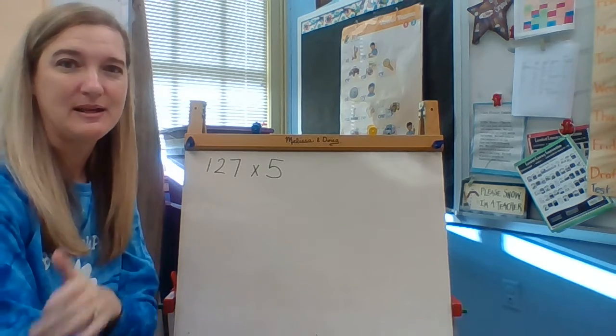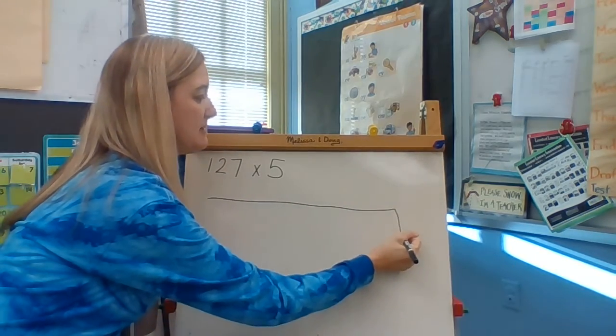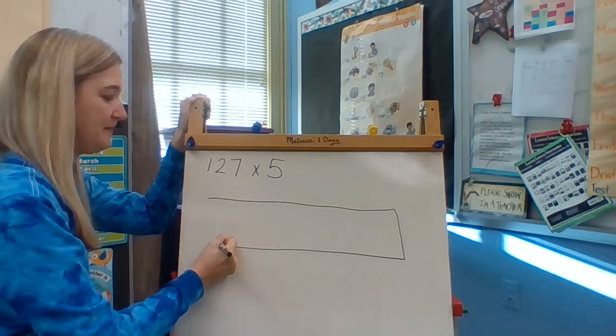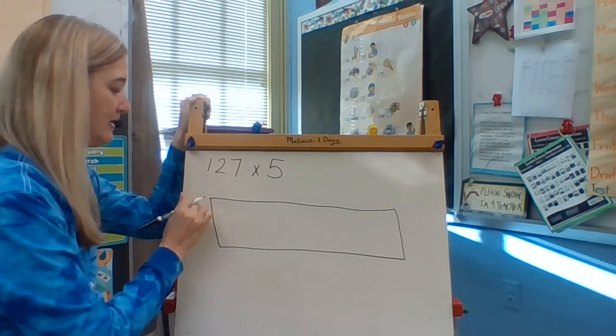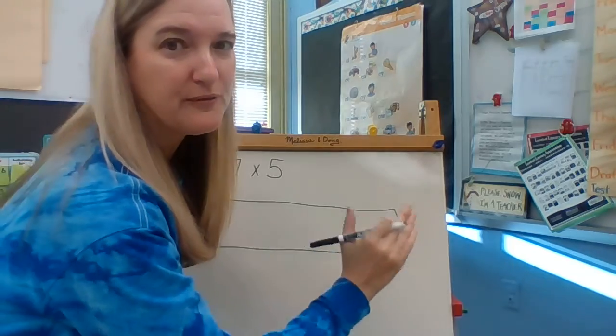So we're going to use the box method for this. The first thing I need to do is draw myself a large rectangle. Sometimes my friends don't draw a big enough rectangle. Make sure you give yourself enough room.